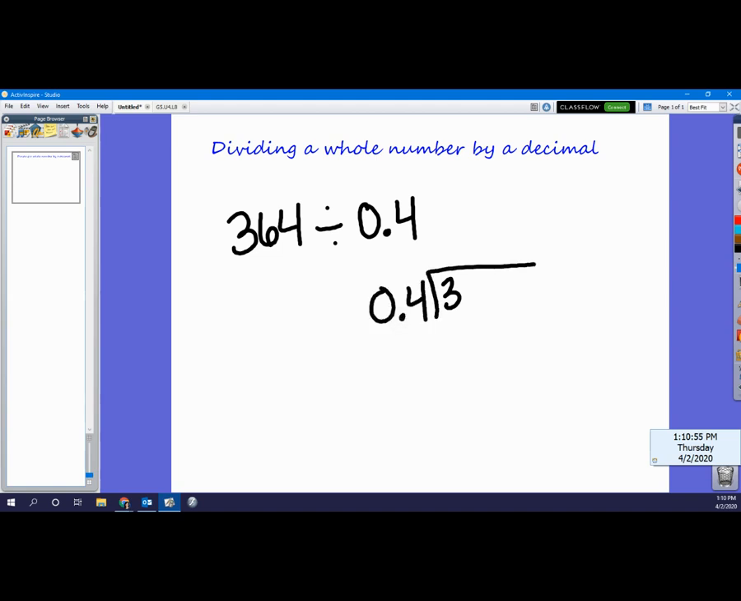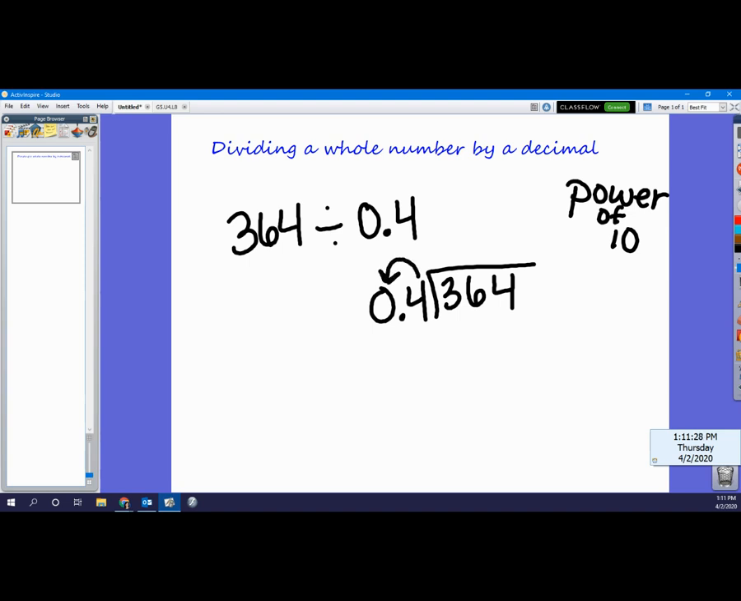The first number is the dividend, and it gets the umbrella. So we can't divide this way because the decimal is in the divisor now. It's outside. So what we need to do is multiply by a power of 10. Remember when we talked about powers of 10? We need to multiply by a power of 10 that will shift this 4 in front of the decimal.